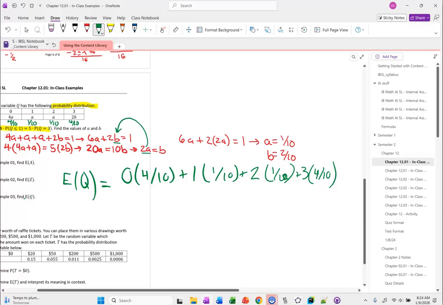It's 1.5. Oh, it's 1.5? Yep. 1/10 plus 2/10 plus 12 tenths is 15 tenths. So 1.5. You're welcome, dude. Thank you.